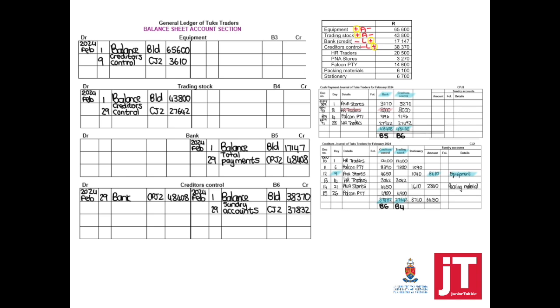Once we are done posting from the journals, we can total by drawing a line and just totaling each one. Except for the creditors control, I have figures on the debit side and on the credit side, which means take the credit side minus the debit side. The difference is my balance carried down, meaning balance brought down.